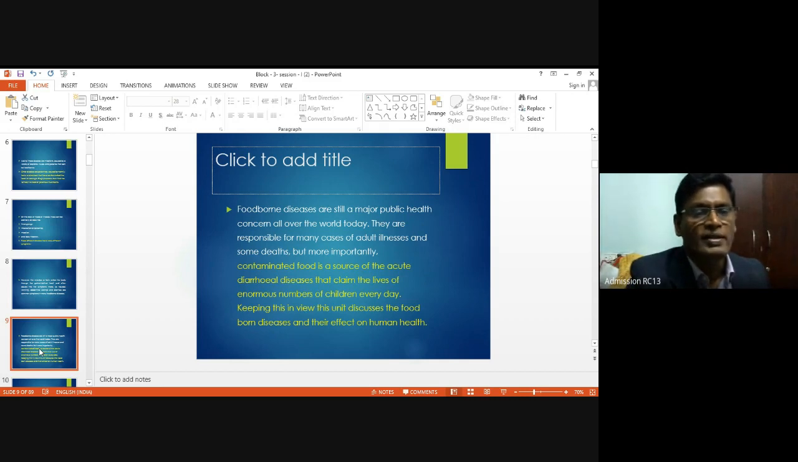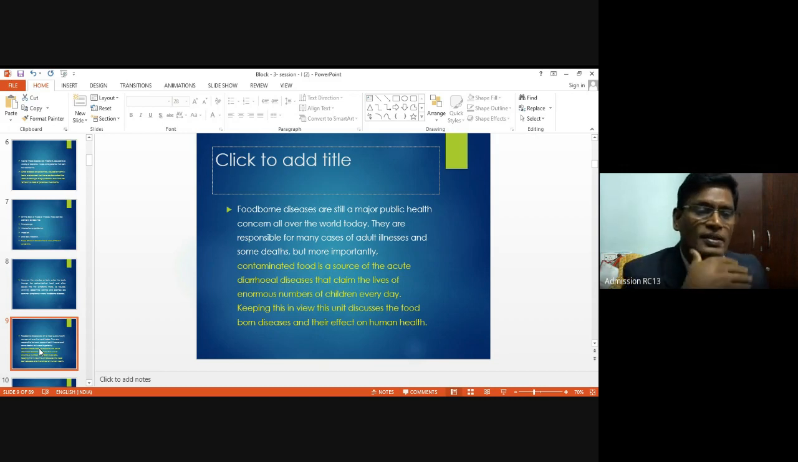Foodborne diseases are still a major public health concern all over the world. Today, they are responsible for many cases of adult illness and some deaths. But more importantly, contaminated food is a source of acute diarrheal disease that claims the lives of an enormous number of children every day.